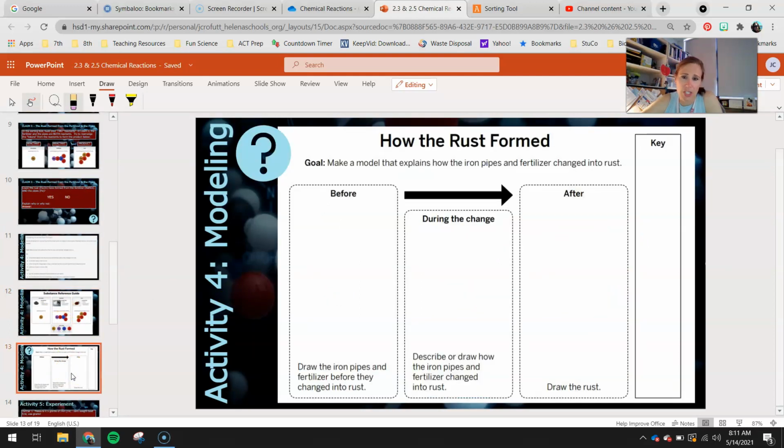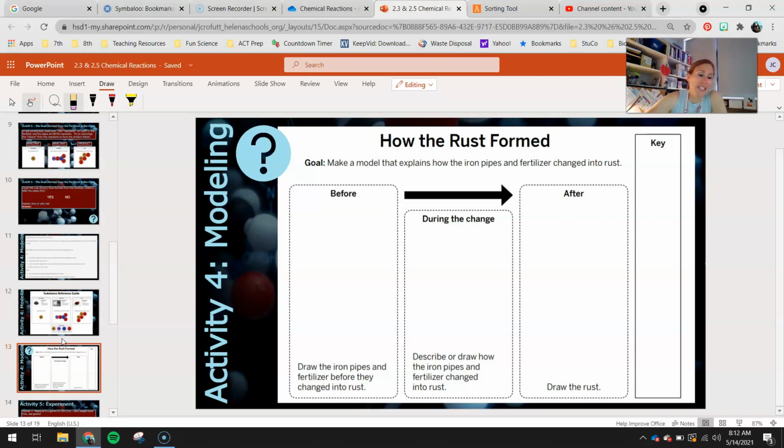So here's where you will actually draw and build your model. You need to make a key on how you did this. Do your before: what did everything look like before we had a reaction? What was the after? And then finally do the during the change. Describe or draw how the iron pipes and fertilizer changed into rust. So here we go. Right here is your little instructions on how to complete this. Go ahead, you can flip your computers around now, pause this video, complete your model, and then when you are all done, flip your computers back up front, and we can move on to the last little activity in this lesson.